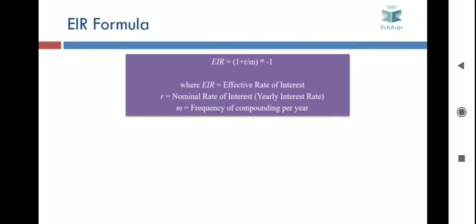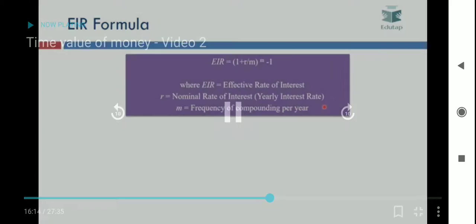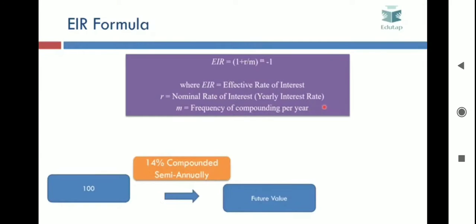Now what is the formula to find out the effective interest rate? The formula is on the screen. Effective interest rate is equal to (1 plus R by M) raised to the power M, minus 1, where EIR is the effective rate of interest, R is the nominal or the yearly interest rate, and M is the frequency of compounding per year.